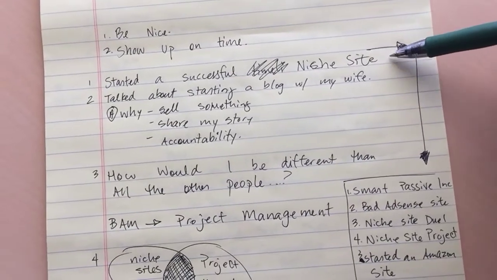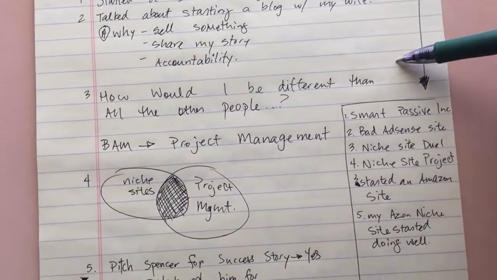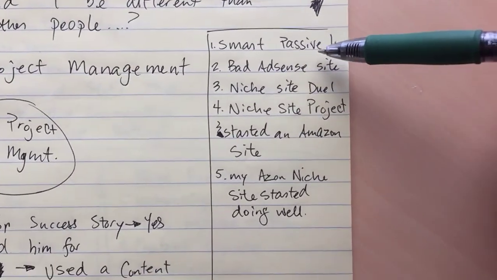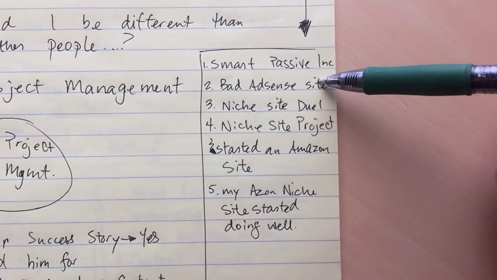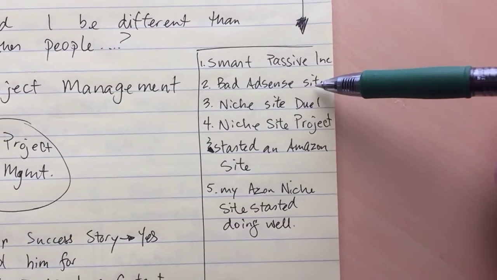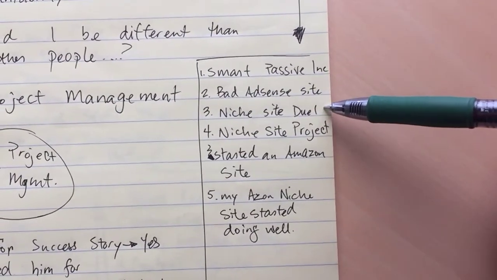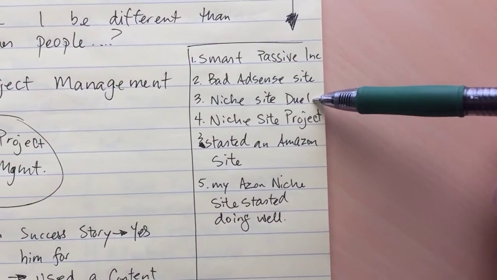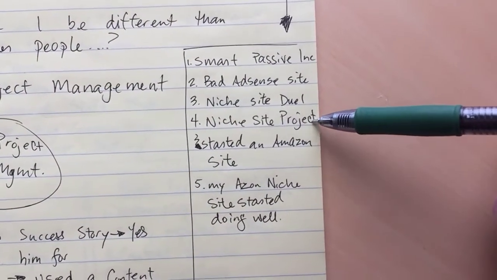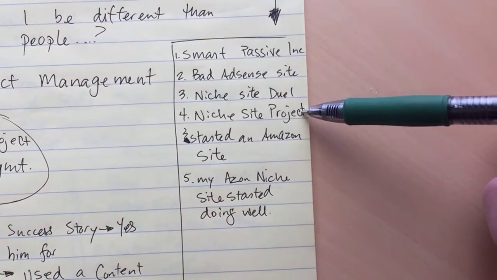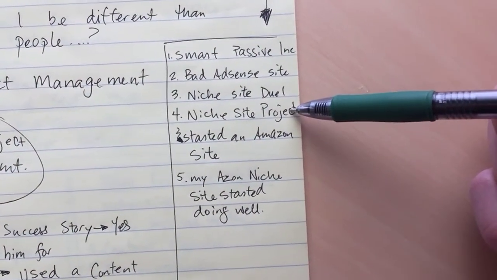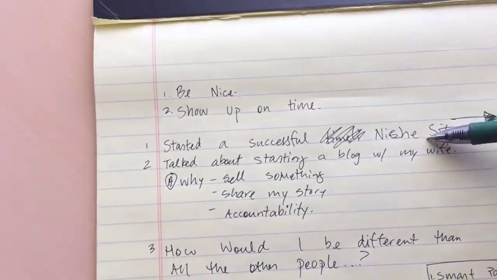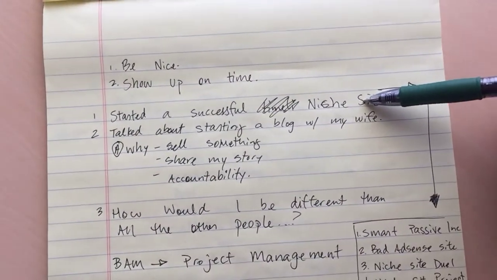And then I thought, well, before I started a niche site, there was this whole process of finding Smart Passive Income, creating a bad niche site around AdSense, I guess that's the Smart Passive Income with Pat Flynn, the Niche Site Duel, and then Spencer Haws' Niche Site Project, the original one back in 2013, I believe. And then I started an Amazon site and it did well. And that is where we showed up here.